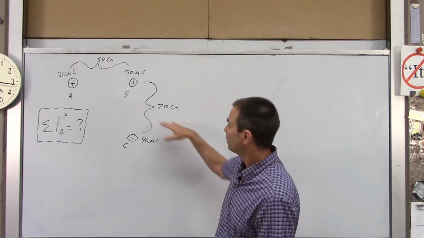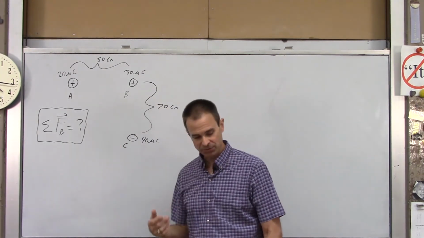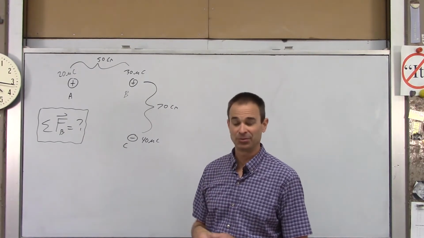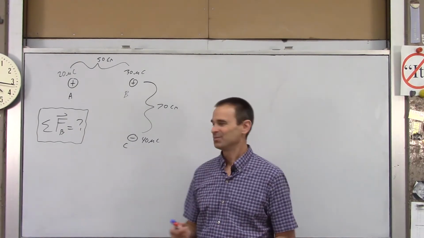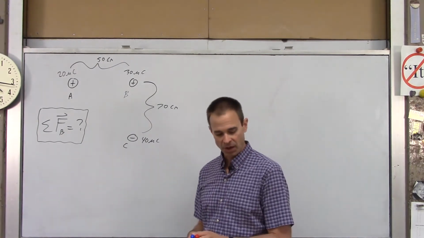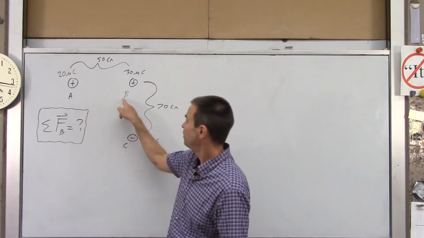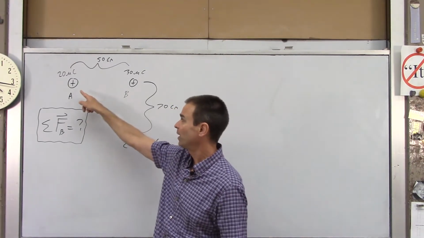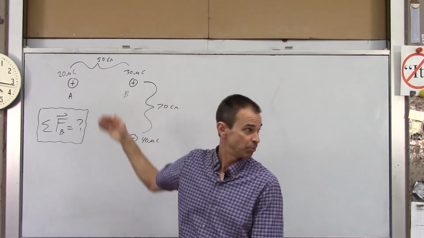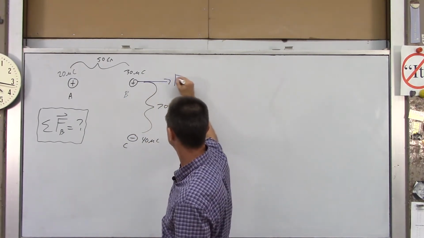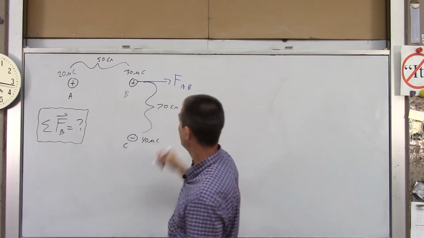So we're going to find the net force on B. For finding net force, it often involves drawing an FBD. So we're going to look and see what the other two charges do to B. What's A going to do to B? Well, A is a like charge to B, and like charges repel, aka push. So A is going to push on B. That'll be a force this way. That's the force of A on B.